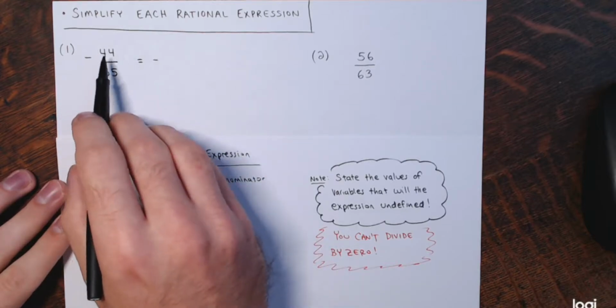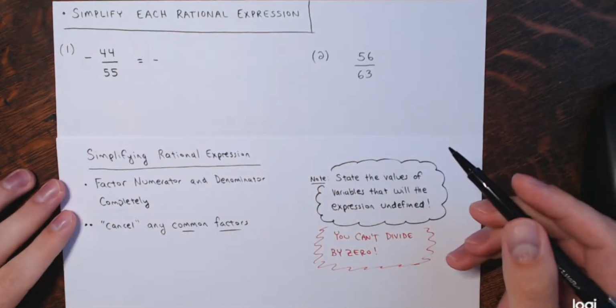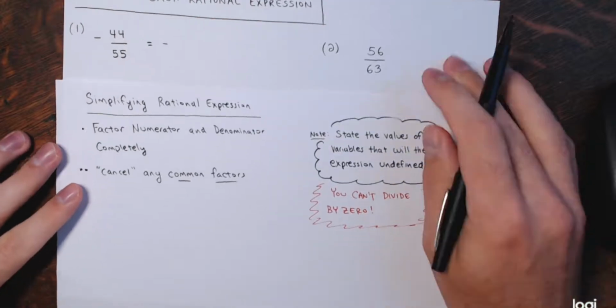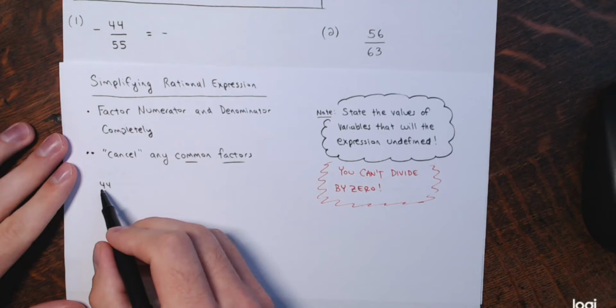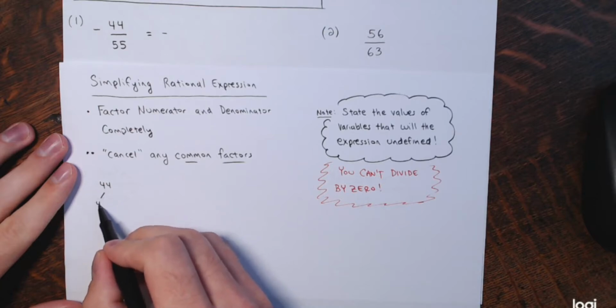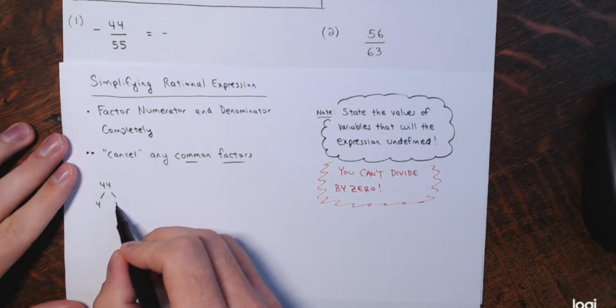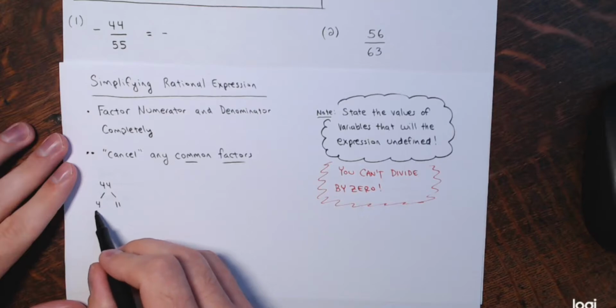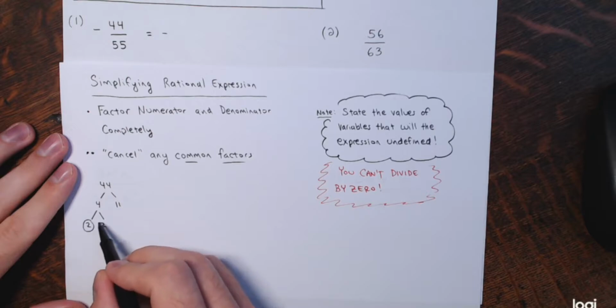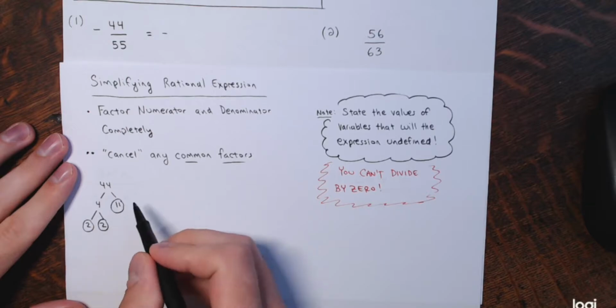Now 44, if you want to do a factor tree, you might have seen factor trees before. Here's 44, and obviously that's 4, and 4 goes into this 11 times. And you factor it completely, you break it down until there are prime factors. 4 is not prime, 4 can be broken down to 2 times 2. And then here are your prime factors.